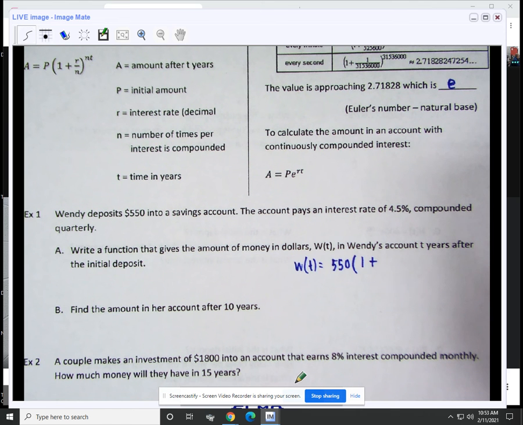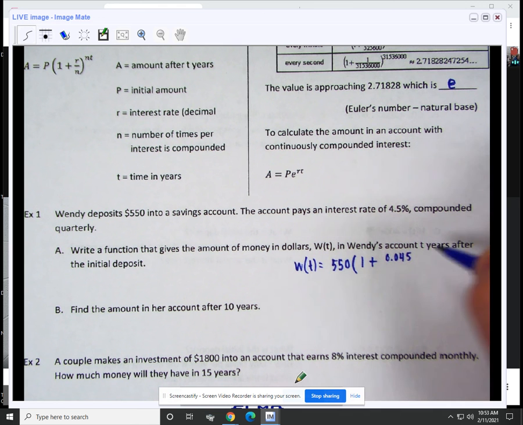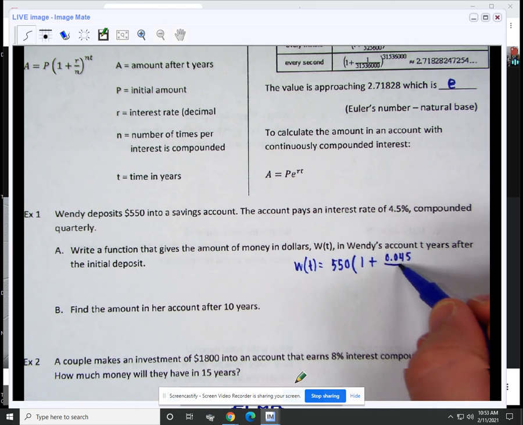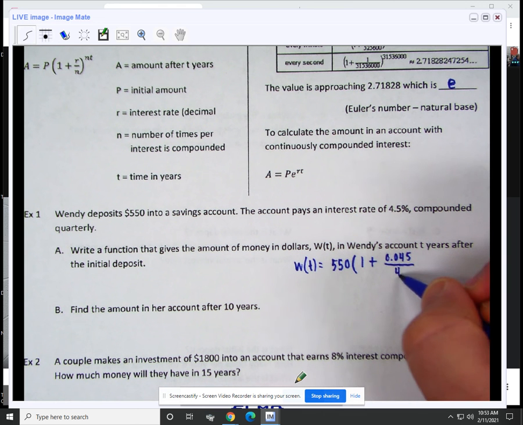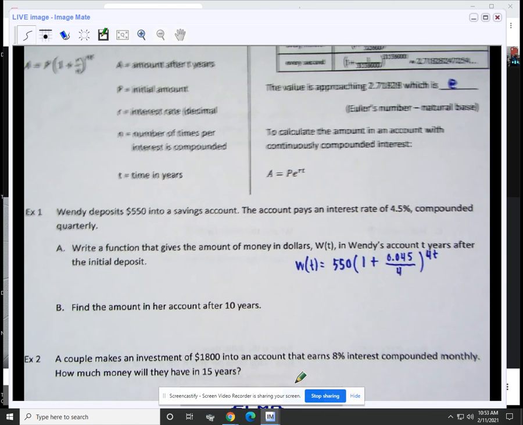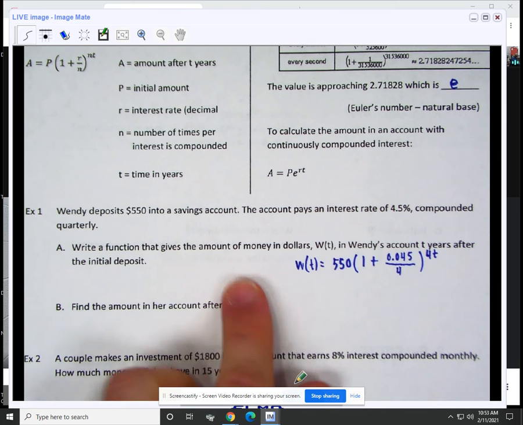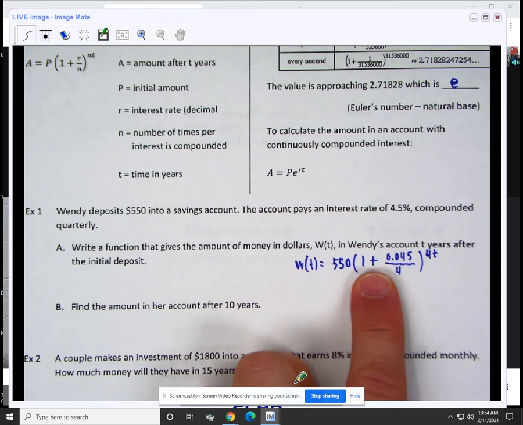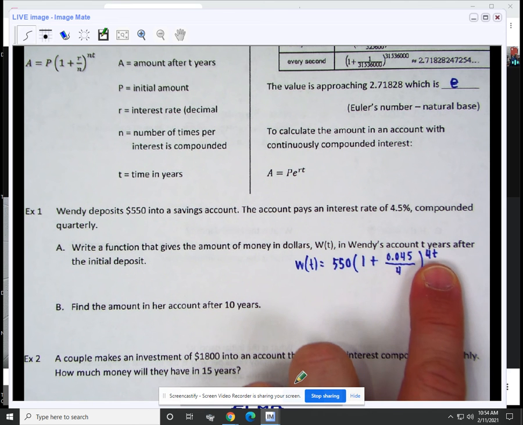Not 4.5, it's 0.045. Remember, move your decimal 2 to the left. That's divided by n. What's n? You already said it. It's quarterly. So n is 4, raised to the 4t power. 550 is P. 1 plus r over n raised to the n times t power.